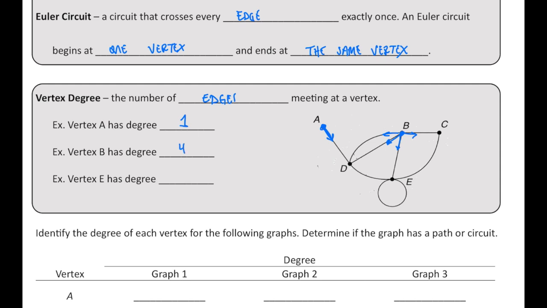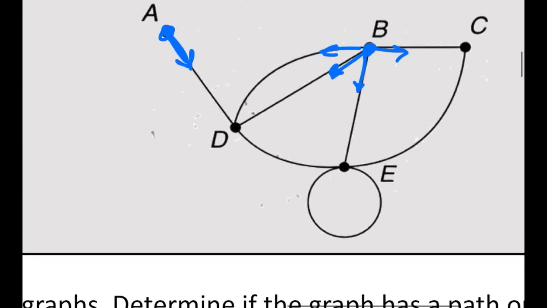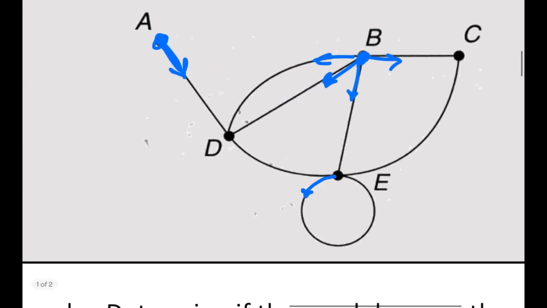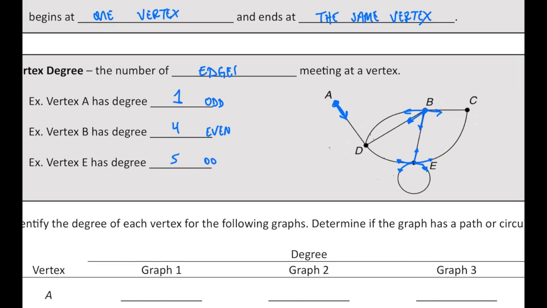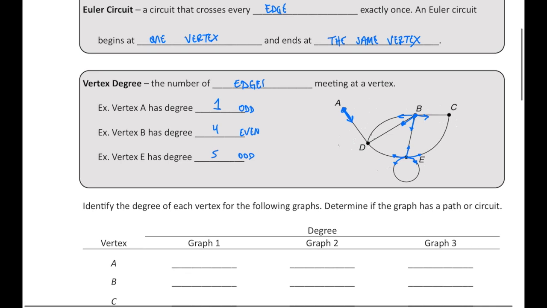We say that degree 1 for vertex A is an odd vertex. It is an odd number. Vertex B has degree 4. It's an even vertex. Now let's take a look at vertex E. That's the one with the loop. If we zoom in on E, I've got 1, 2, because I could go either way out of E, 3, 4, 5. Vertex E is also odd, and it's degree 5. Notice that the loop counts for 2. There's something significant about when we use those vertex degrees in helping us to identify, do we have a path, do we have an Euler circuit, or do we have neither?